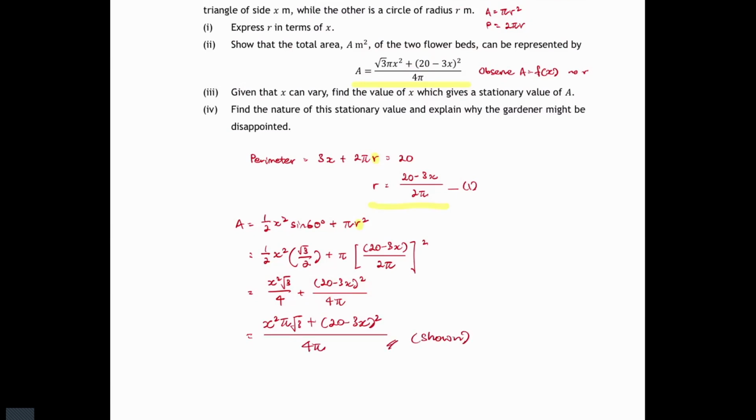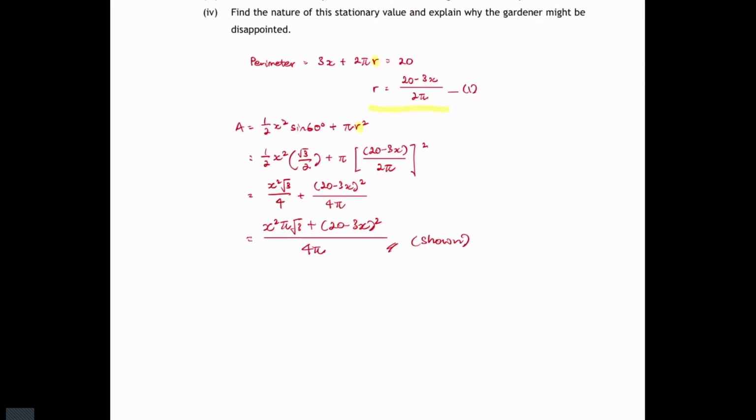Can? The question wants you to maximize or minimize the value of A by finding the stationary point. So the next step is to find the dA/dx. I'll give you a bit of time to try. Any questions, just say in the chat or unmute and talk. Once I find my dA/dx, I want to equate this to 0 because I want to find stationary points. At stationary points, the gradient is 0.